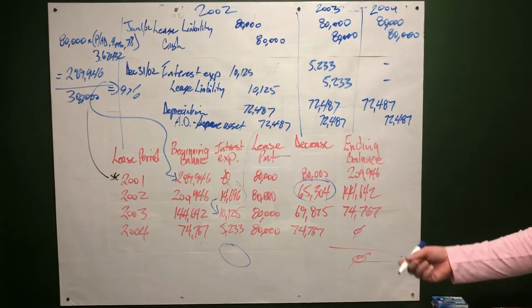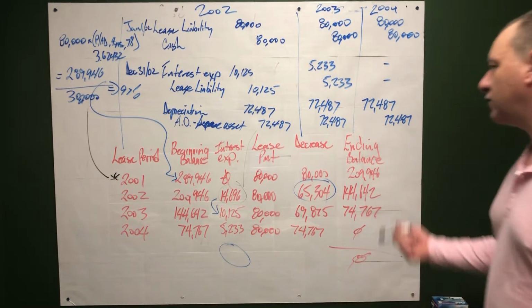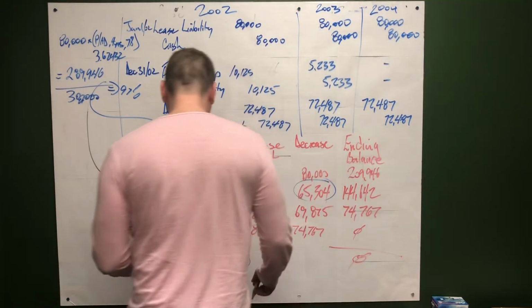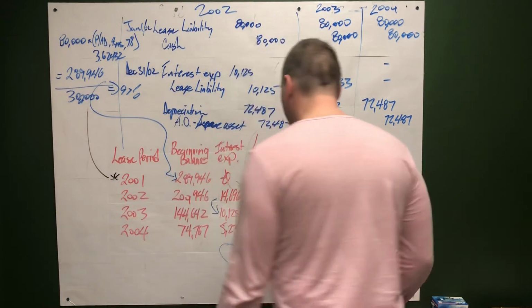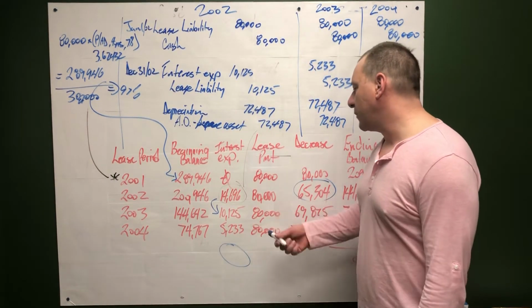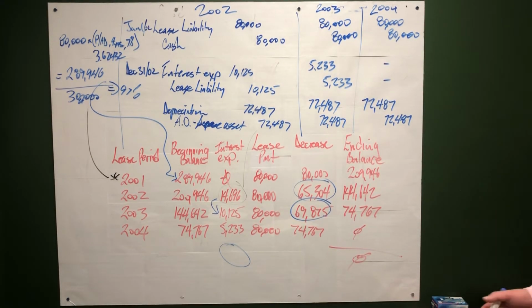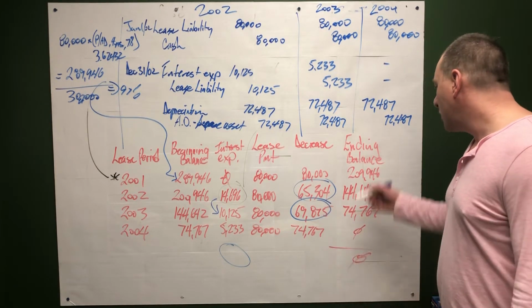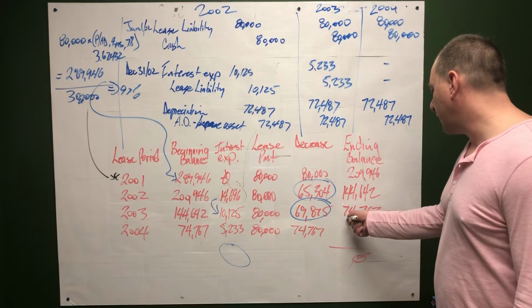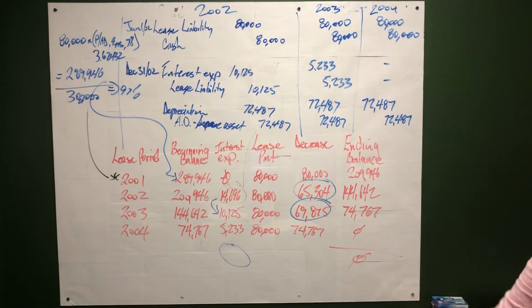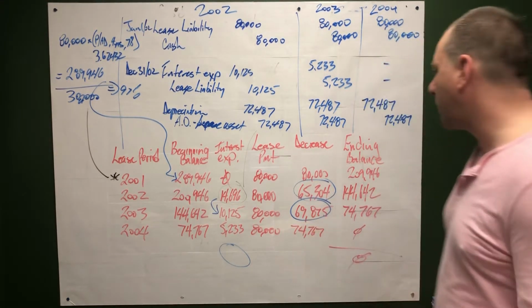We do the same thing for 03. $144,642, which is the ending balance in 2002, becomes the opening balance in 03. $144,642 times 7% is $10,125. Our lease payment is $80,000. As a result, the decrease in the lease liability balance is going to be $69,875, which reduces our ending balance down to $74,767. Lastly, in 04, our interest expense is $74,767 times 7%, $5,233, and that sets up our last journal entry.